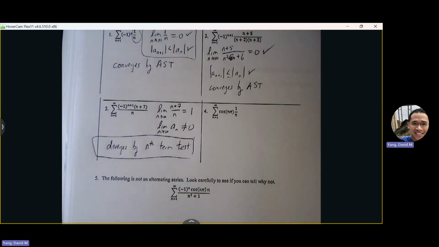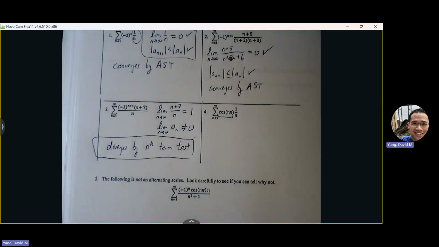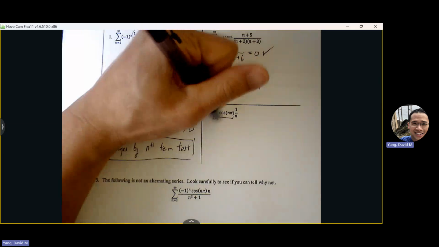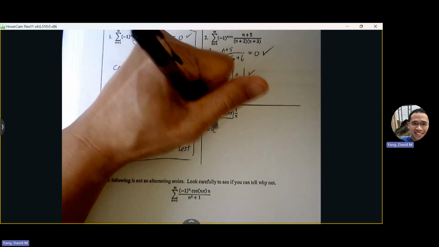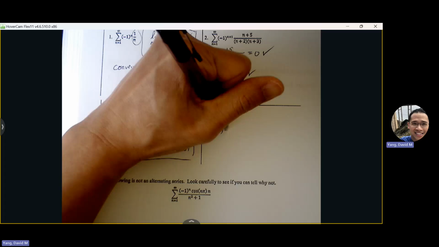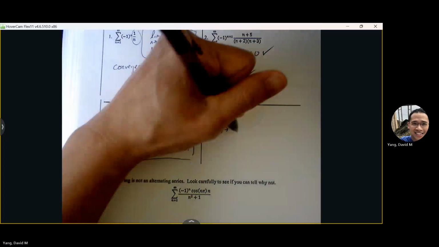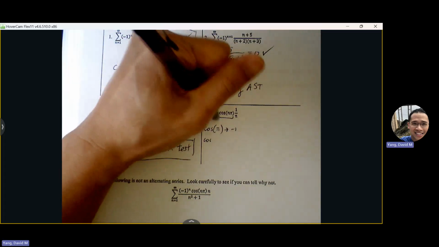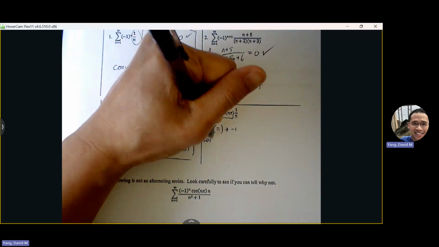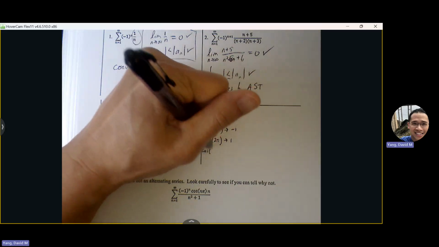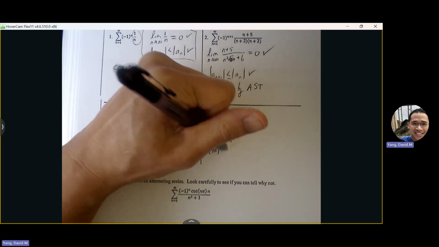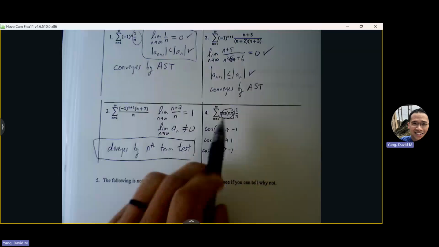All right, number 4, cosine of n pi. Let's talk about what happens if I plug 1, 2, 3, and 4 in. So I'm going to test it out to see what happens here. So cosine of pi, what's that equal to? -1. Okay, I'm going to increase n by 1. So cosine of 2 pi, what does that give me? 1. Cosine of 3 pi, -1.